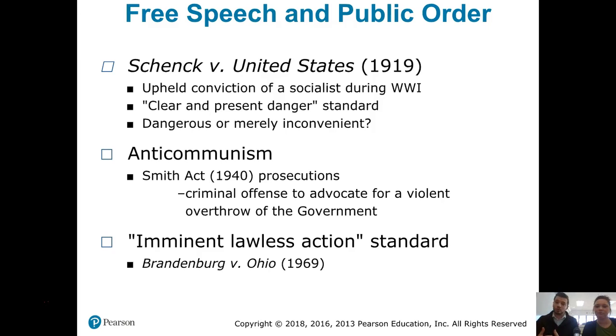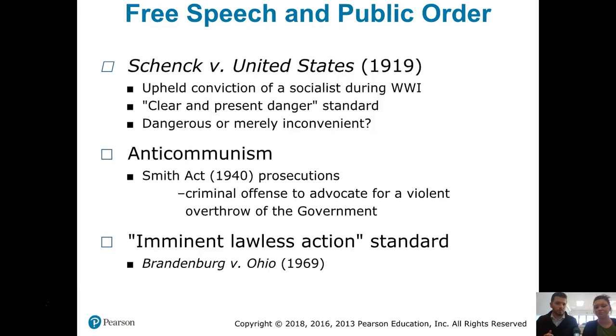The Supreme Court stated that publishing these pamphlets created a clear and present danger for the United States government. If not enough people registered for the draft or avoided the draft, then we might be at a disadvantage. National security issue. Right, we might lose the war.